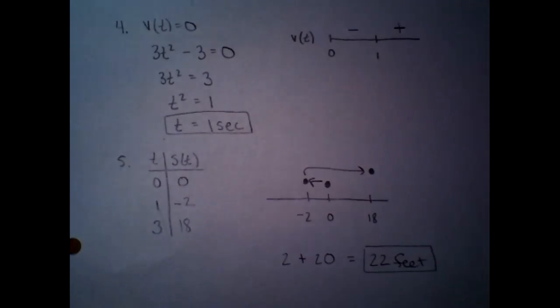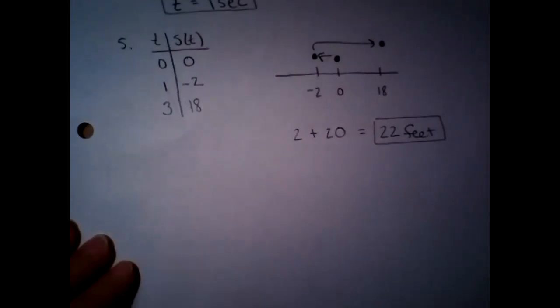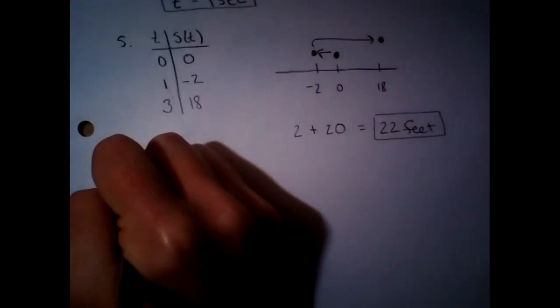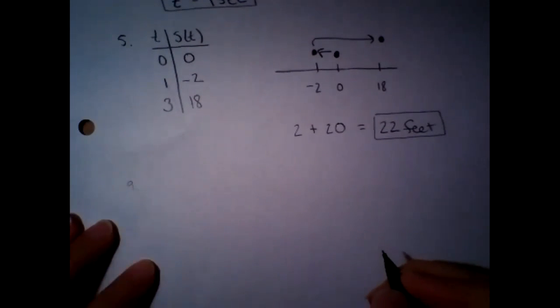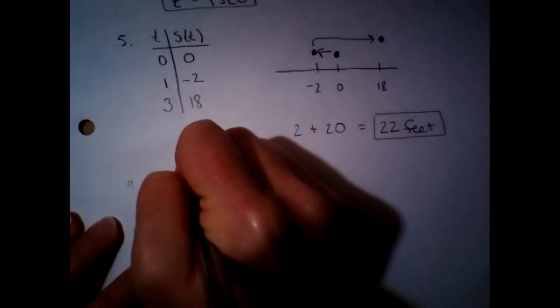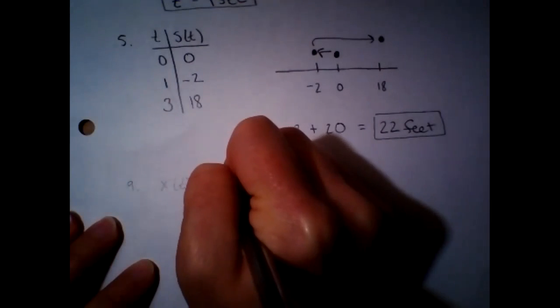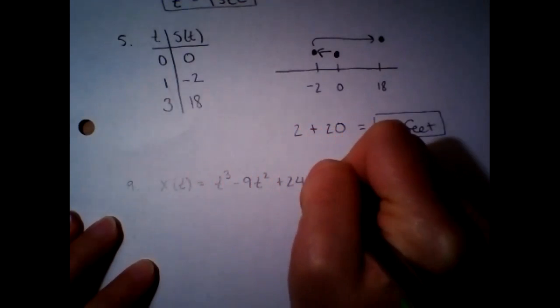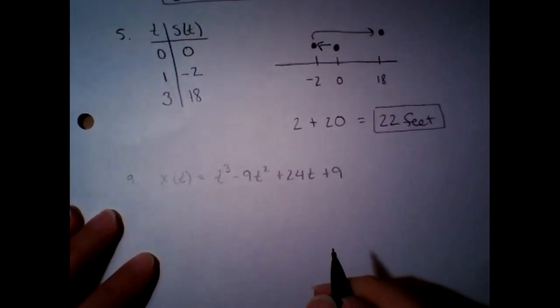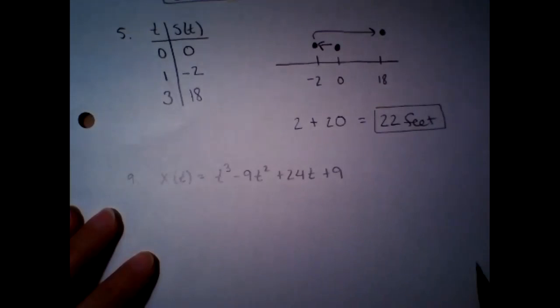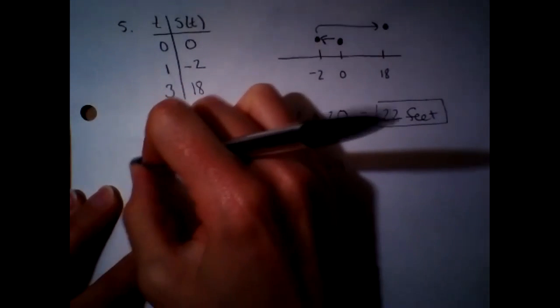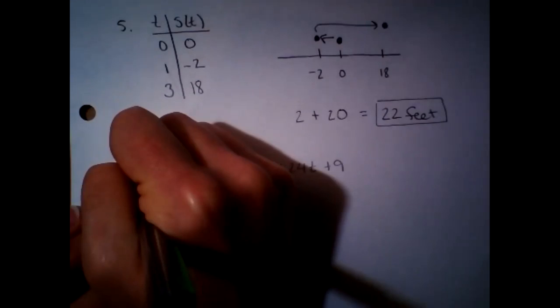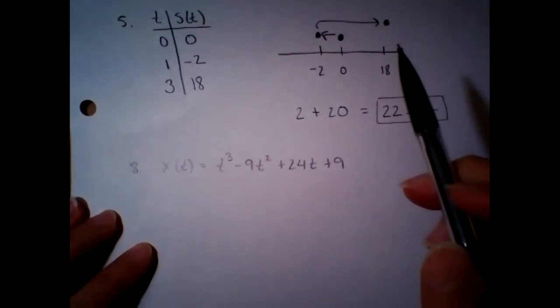Number 9. All right, so let's look at number 9. All right, so this is the position function. And number 9, again, asking for the total distance. So actually, I'm going to have to do number 8 first. So it's the same thing we went through with 4 and 5 here.